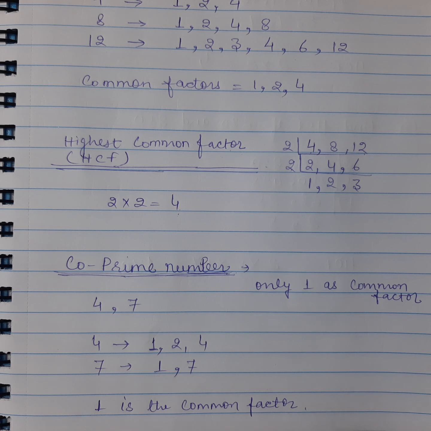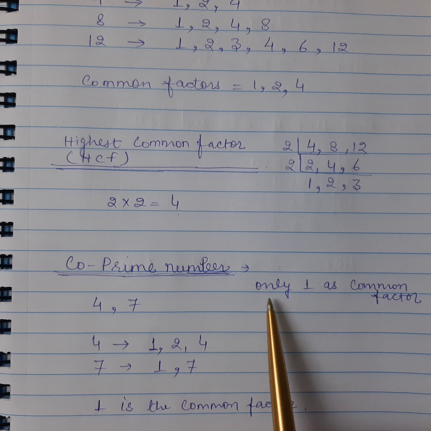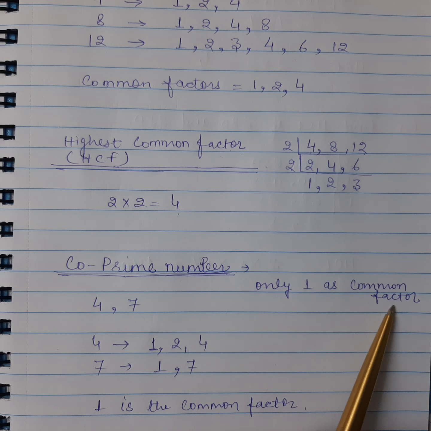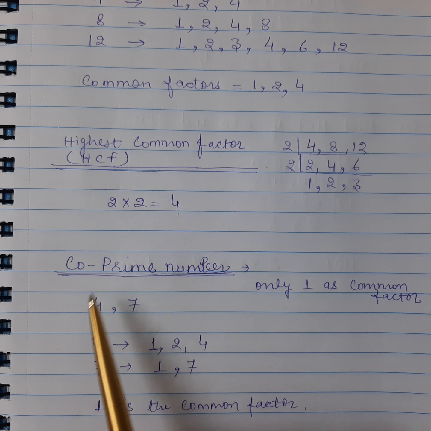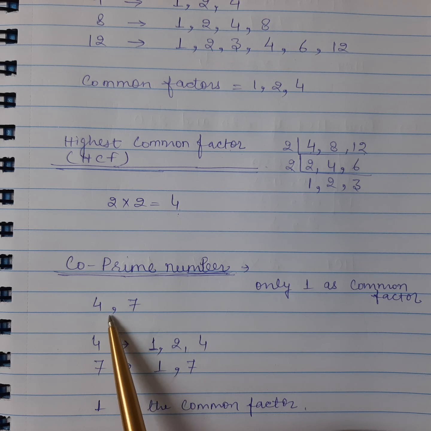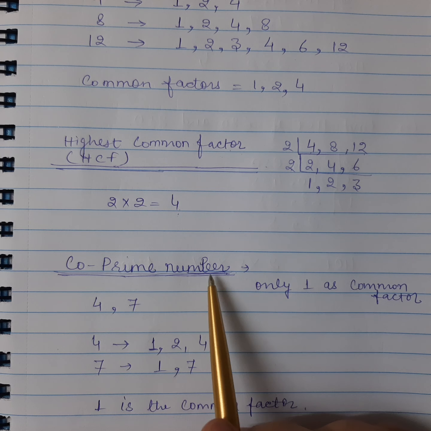Let's understand one more concept, co-prime numbers. Co-prime numbers are numbers where both numbers, or all the numbers, have only one as a common factor. For example, let's find the factors of 4 and 7. 4 has factors 1, 2 and 4, and 7 has 1 and 7. We can see these two numbers have only one as a common factor. No other number is a common factor of 4 and 7. So 4 and 7 are called co-prime numbers.